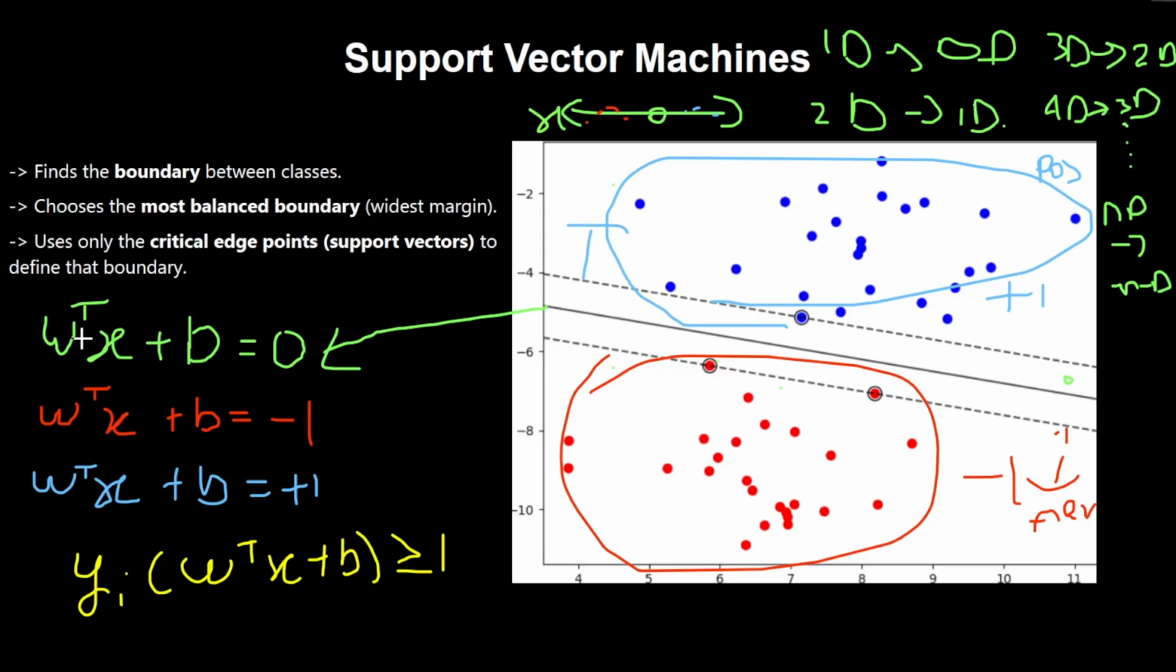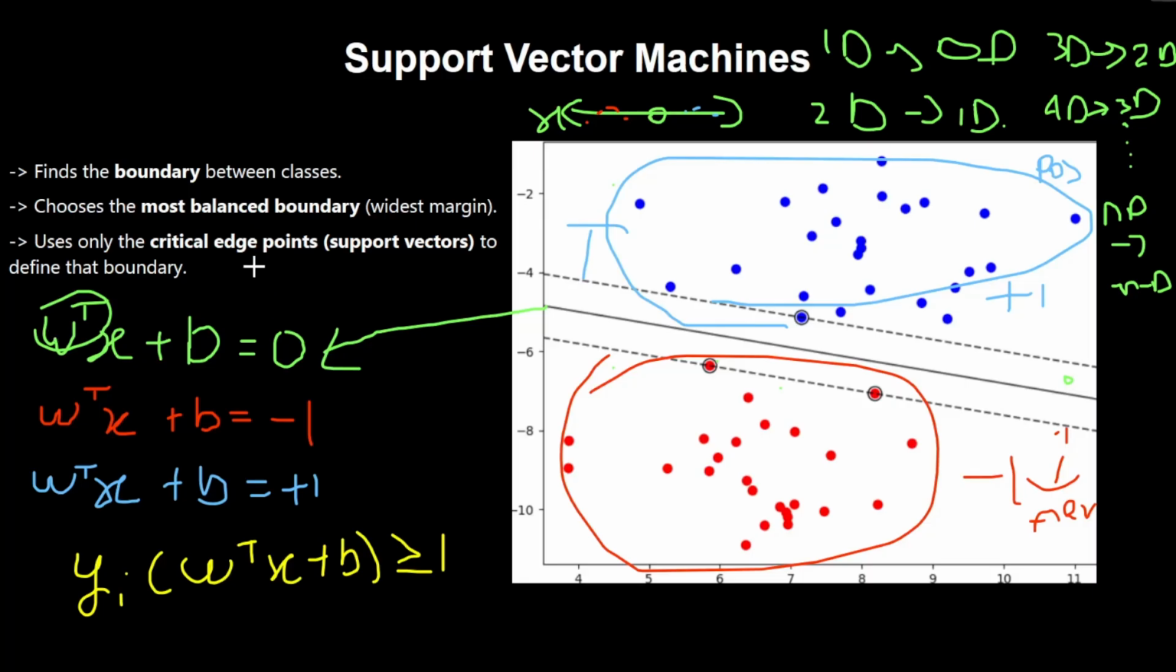Here W is the weight, which is normal in 2D space. It is a weight vector which is normal, which is perpendicular to the hyperplane. So the W vector is perpendicular to the hyperplane here. So here we can see it is a vector. In higher dimensions we can increase it more.